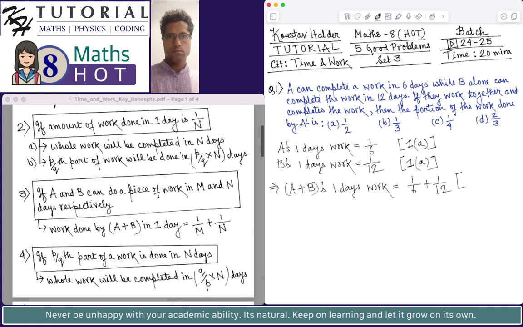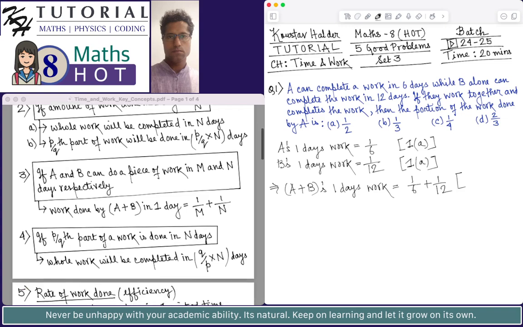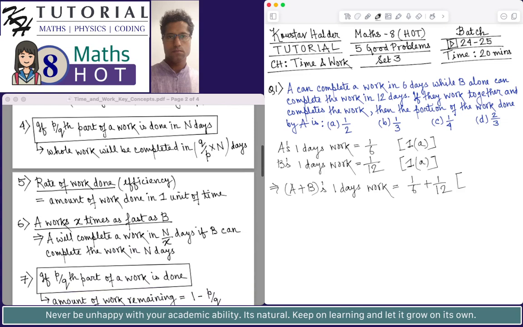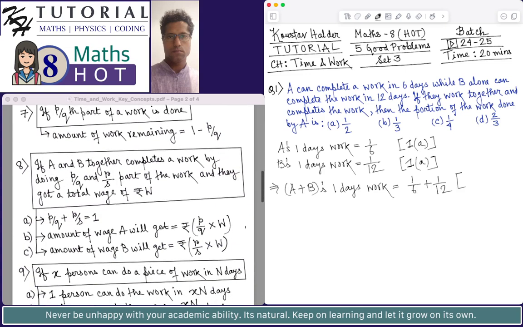This is based on the concept. We could have come to this fact that A plus B's 1 day's work is 1 by 6 plus 1 by 12, applying the concept directly. But anyway, where is that part?